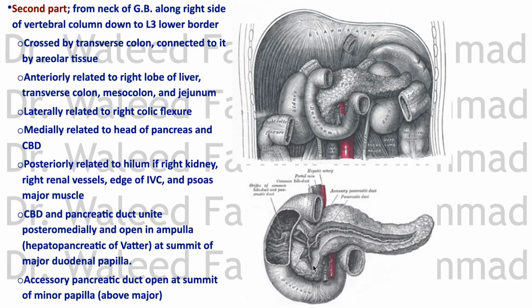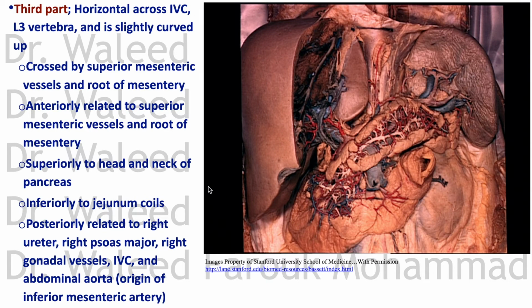You will know after studying the blood supply of the duodenum and the pancreas. So the third part, which is the transverse part, crosses the inferior vena cava, crosses the right crus of the diaphragm, crosses the aorta, all this posteriorly as it goes from right to left.